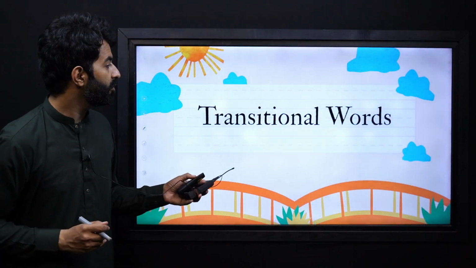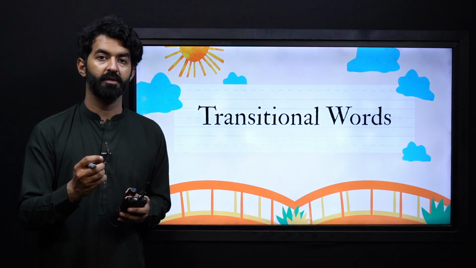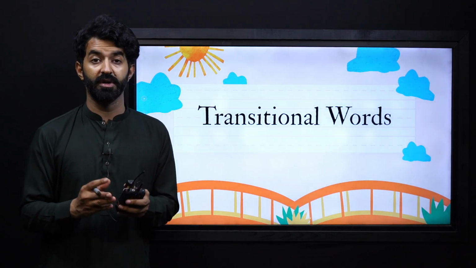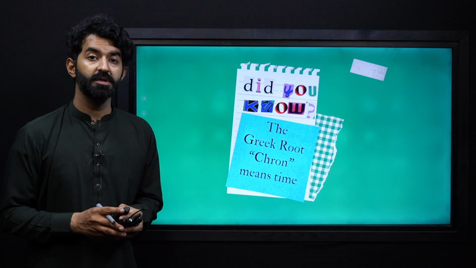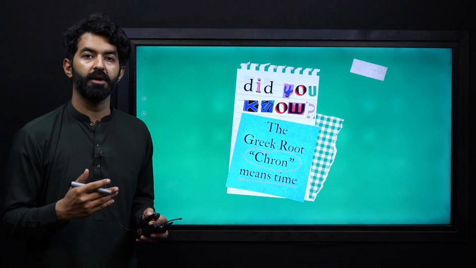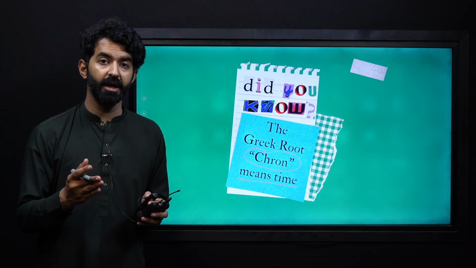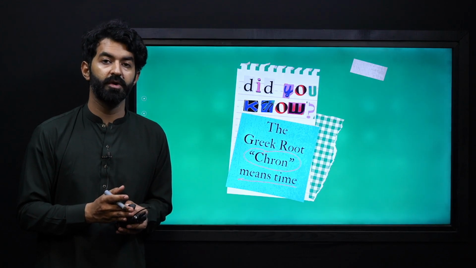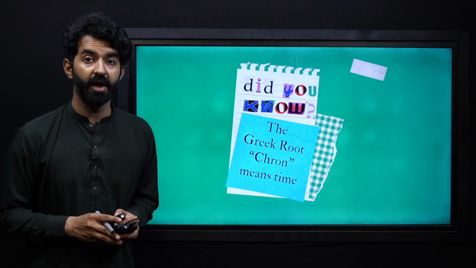Now, moving on with our topic, which is transitional devices, and we know that in transitional devices we have our transitional words. But here first we have a fact for you. The Greek root chron means time. So the word chron, for example, in chronology or chronological order, so when we talk about time, the word is coming from the root word of the Greek language, which is chron. So this was a very interesting fact.